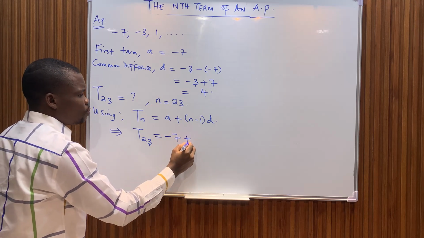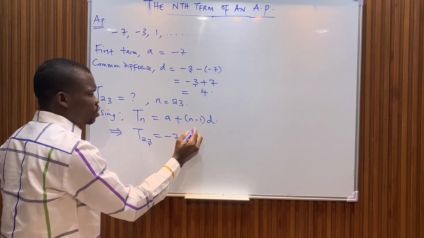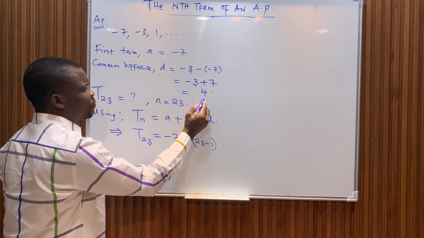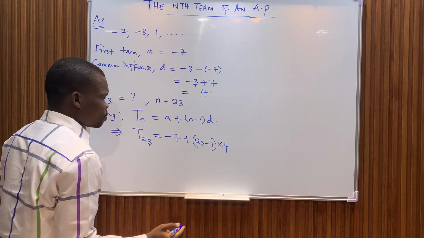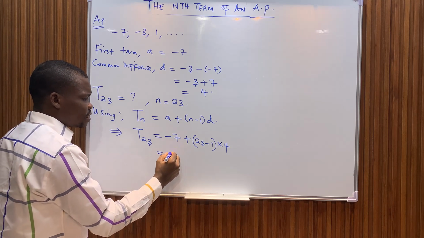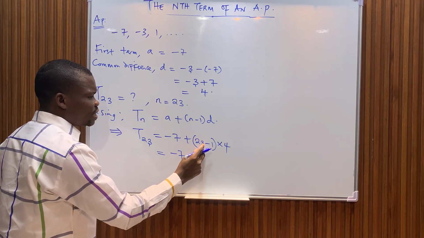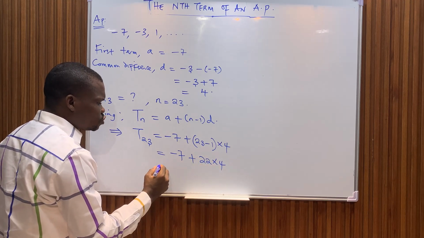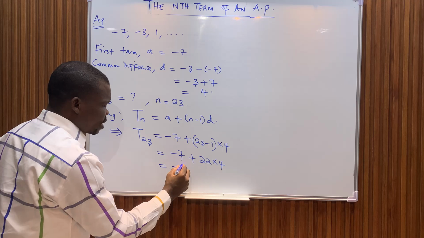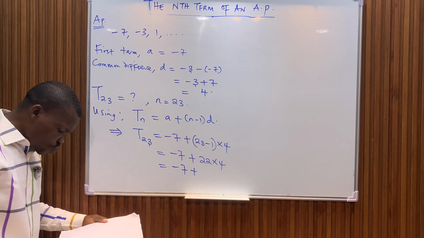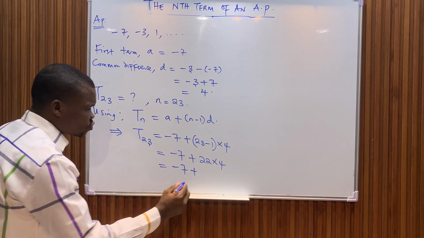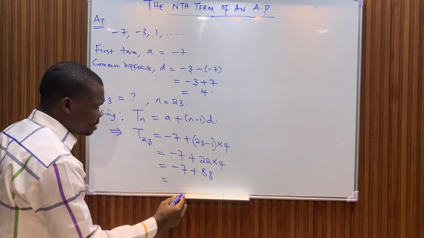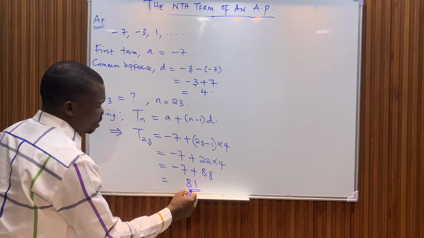Plus (n minus 1), so our n is 23, minus 1, and the common difference is 4, so that's times 4. When we simplify this, we get minus 7 plus (23 minus 1), which is 22, then times 4. On simplifying, we have minus 7 plus 22 times 4. That gives us 88. So we now get minus 7 plus 88, which gives us 81. And that's the answer.